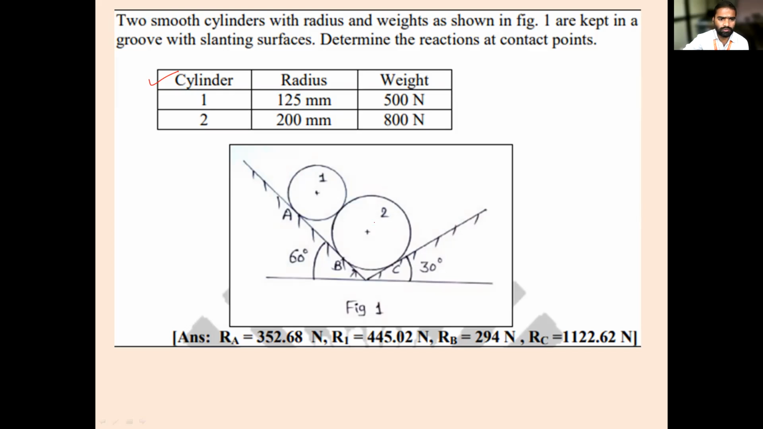Take down this diagram also. Take down a little bit bigger diagram, because you have to draw it again. Here it is A, here it is A, here the contact point is B, here it is C.